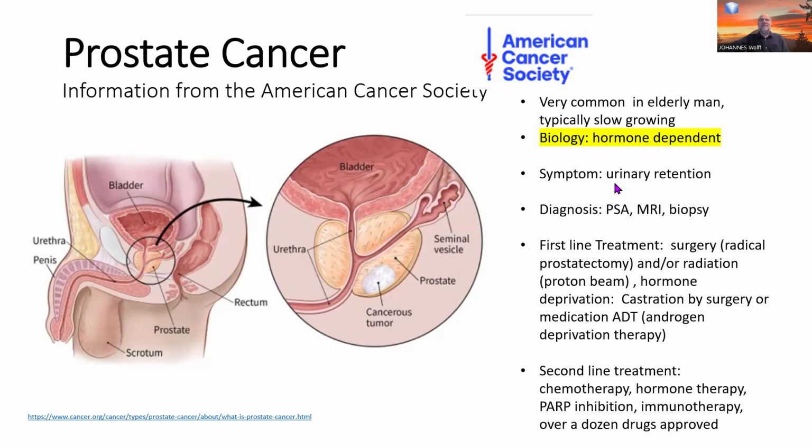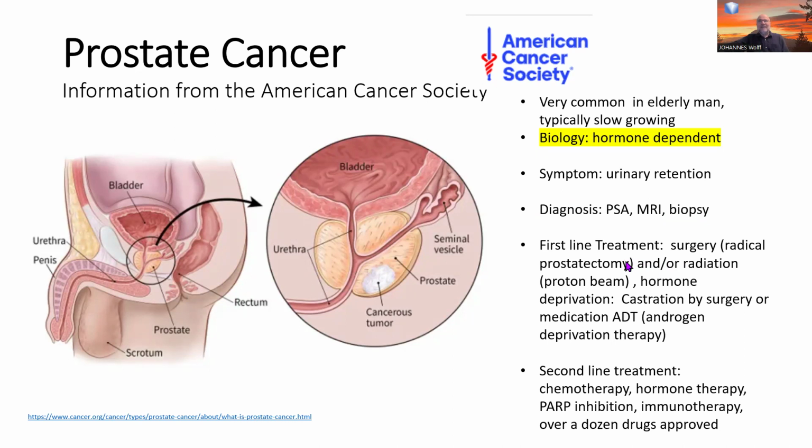The symptom of prostate cancer are mainly urinary retention. This is because the prostate obstructs the urinary flow from the bladder. The diagnosis is PSA, that's a lab value, can be drawn from blood. MRI images show the shape of the tumor, and really the most important differential diagnosis is the benign prostate hypertrophy, and the best way to differentiate the two is the biopsy.